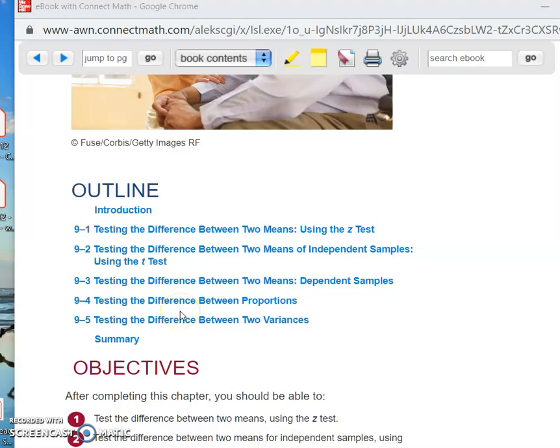This is Chapter 9, Section 9-3, recording number 1.